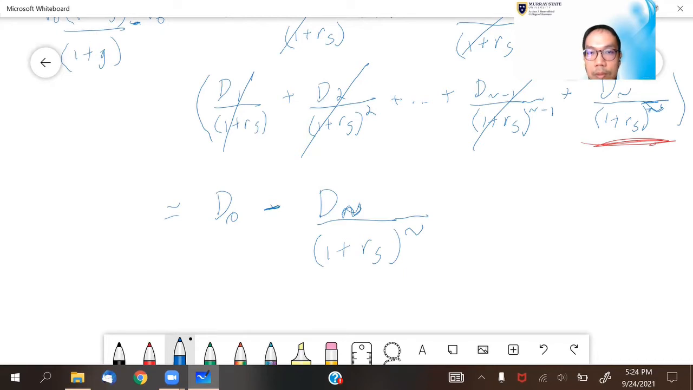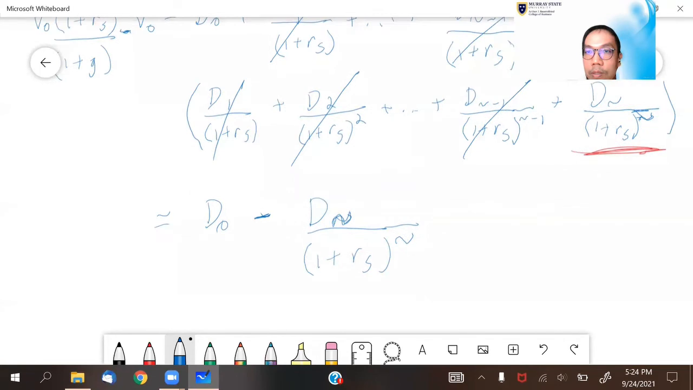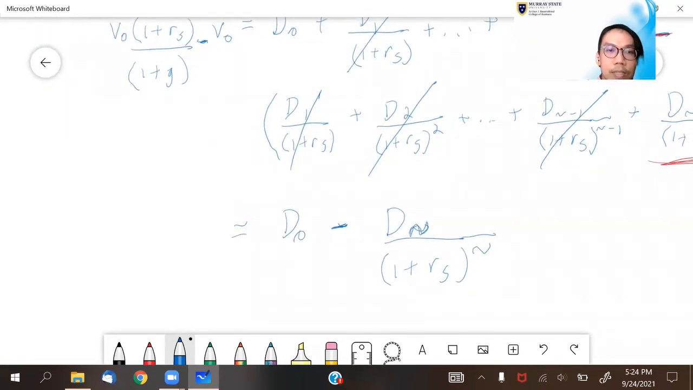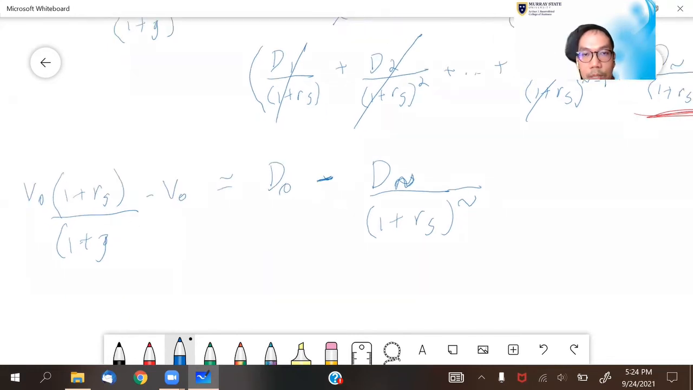And then what else do we have? The left hand side, we now have 1 plus required return by stockholders over 1 plus growth rate, okay, minus V now, the original one.